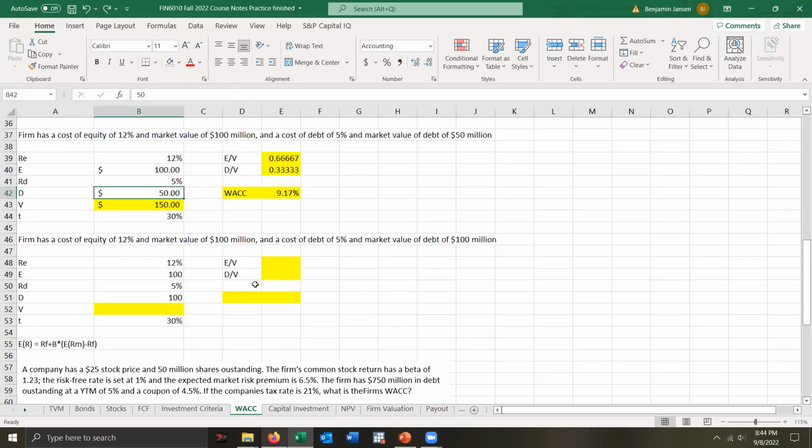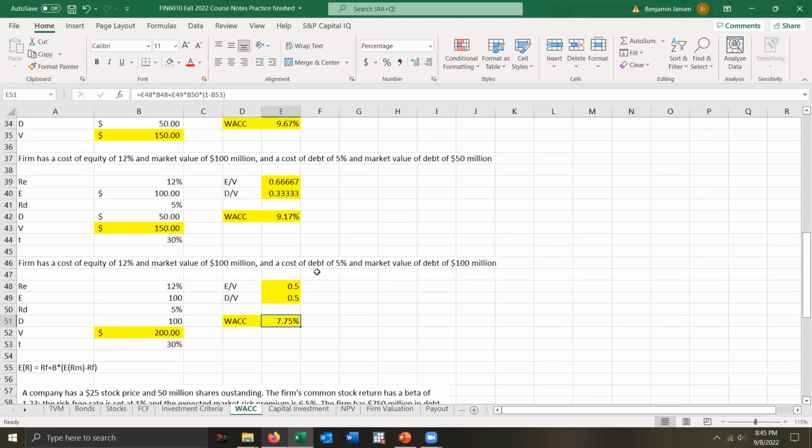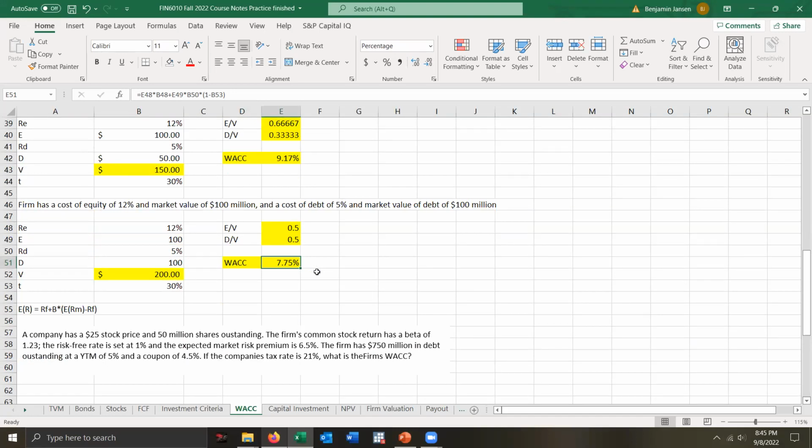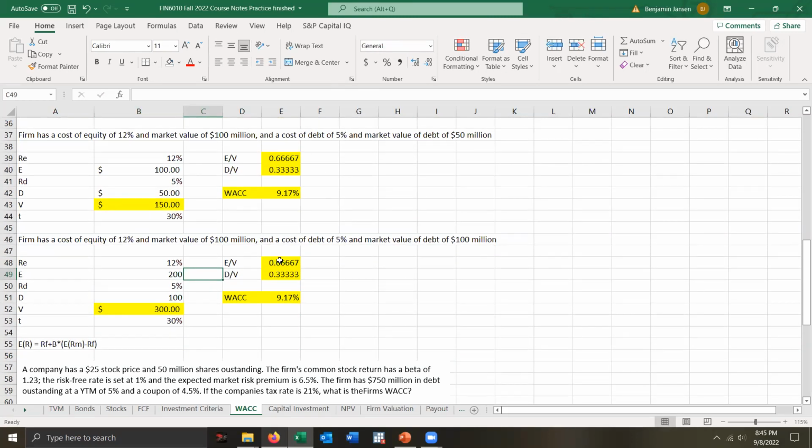Oh, actually, I forgot I was going to do an example on just that on the next problem here. All right, so we can just copy and paste these over, save a little bit of time. So as we increase the amount of debt we have outstanding, it's going to reduce the WACC. On the flip side, if we were to increase the amount of equity we have, it's going to increase the WACC. We're now back to this 2/3 and 1/3.